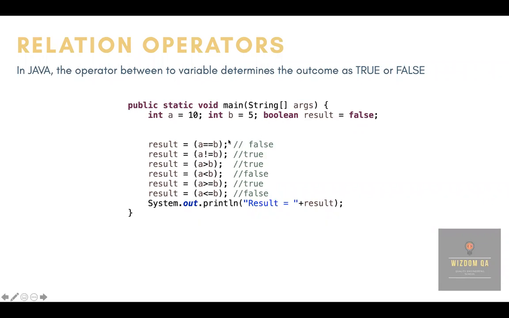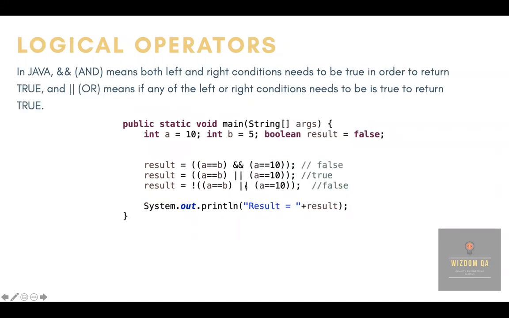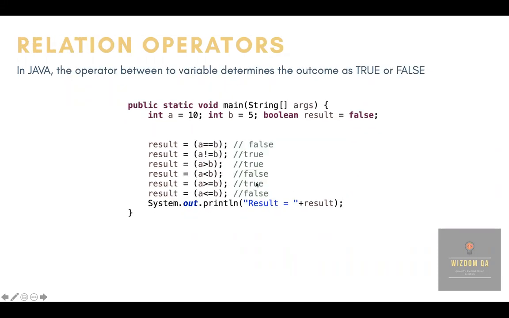When you say equals, A equals B, that is false. A not equals B, that is true. A greater than B, that is true. A less than B, that is false. A greater than equals to B, it is true, and A less than equals to B is false.